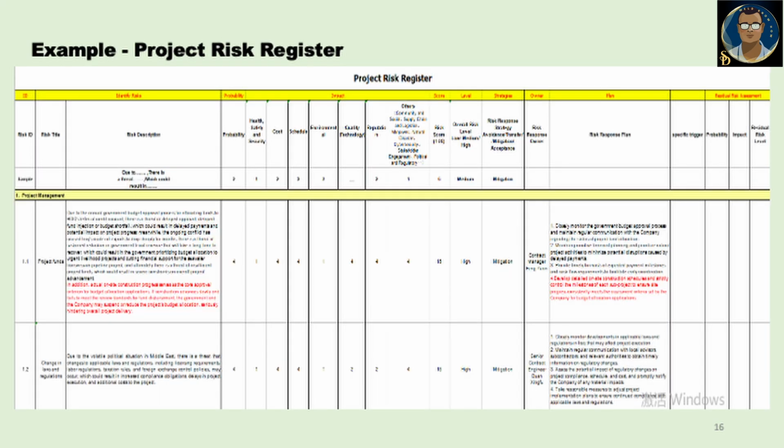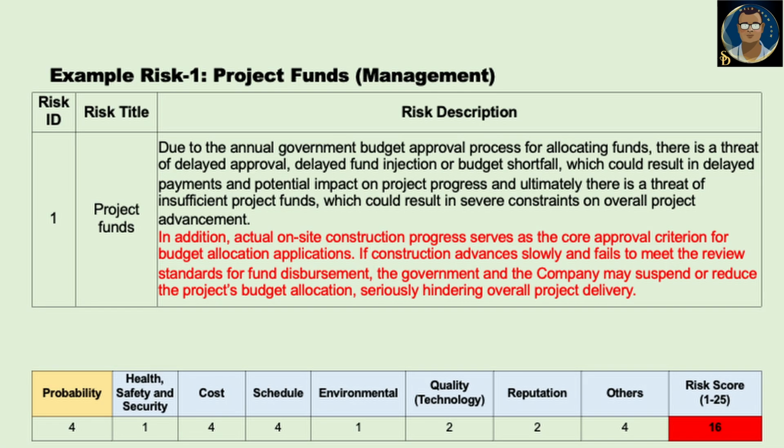So here is how the project risk register looks. The headings are ID, then identify the risk, then the probability, where you give a score to it, then you give a score of impact, level, and the strategies, owner, plan, and residual risk assessment. You can stop the slide if you want to see the content of the table. Then here are some risks we will discuss.